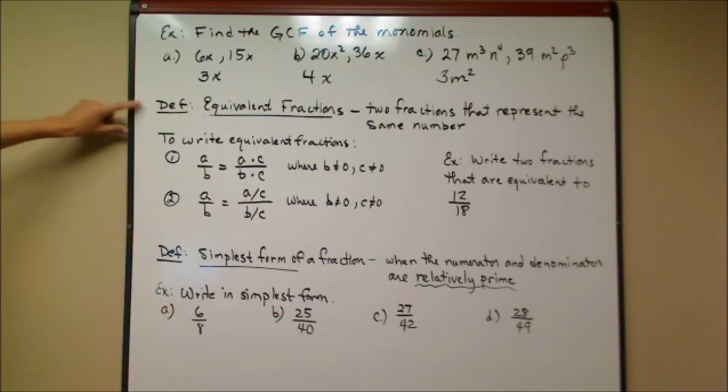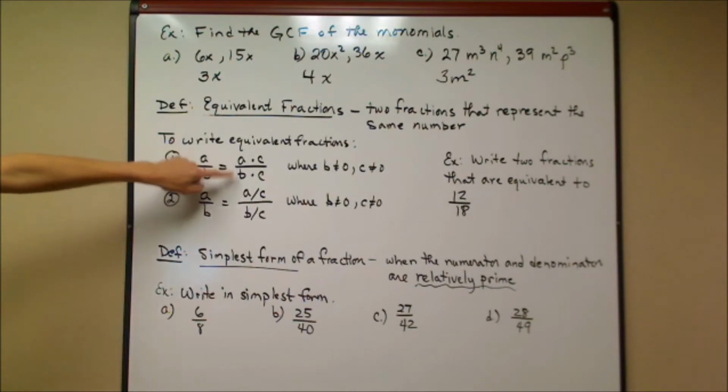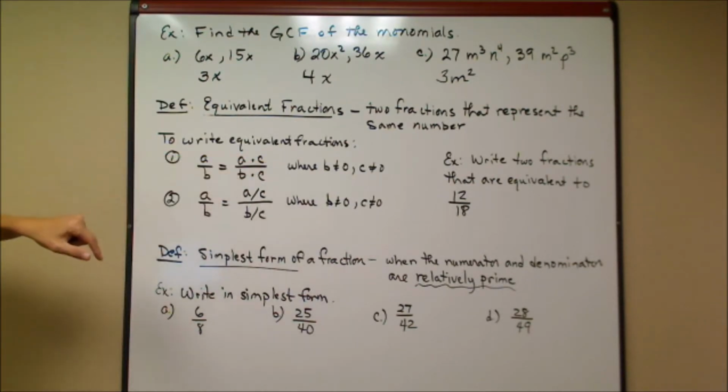Now, equivalent fractions, you've done this before. You've done this way back in grade school. This is just a quick refresher: they are 2 fractions that represent the same number. Any fraction has an infinite number of equivalent fractions, because what you can do to write equivalent fractions is multiply top and bottom by the same non-zero number, or divide top and bottom by the same non-zero number. So if I multiply top and bottom by 2, then by 3, then by 4, then by 5, then by 6, and so on, I could get as many equivalent fractions as I wanted to.